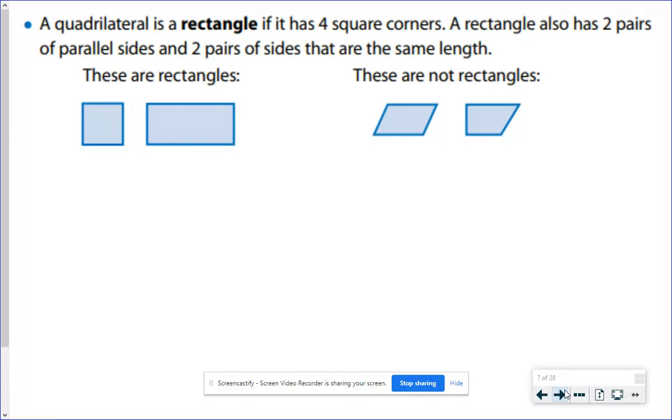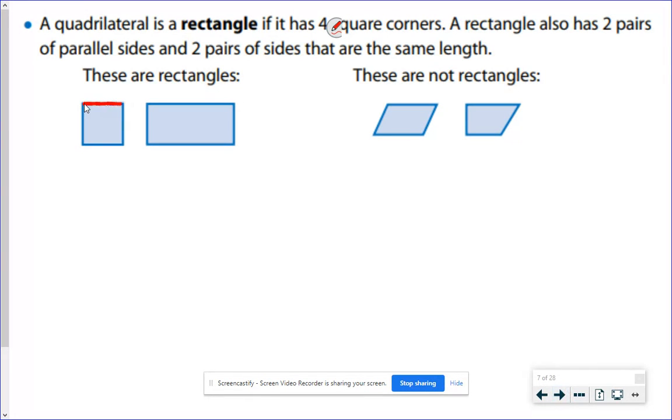Next, we're talking about a rectangle. A quadrilateral is a rectangle if it has 4 square corners, 4 right angles, 4 angles that are 90 degrees. A rectangle also has 2 pairs of parallel sides and 2 pairs of sides that are the same length. So here are your examples of rectangles.